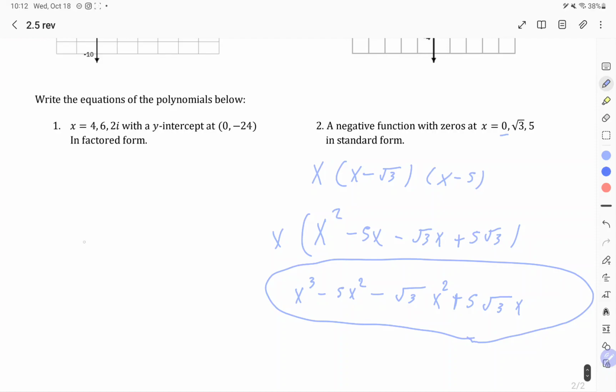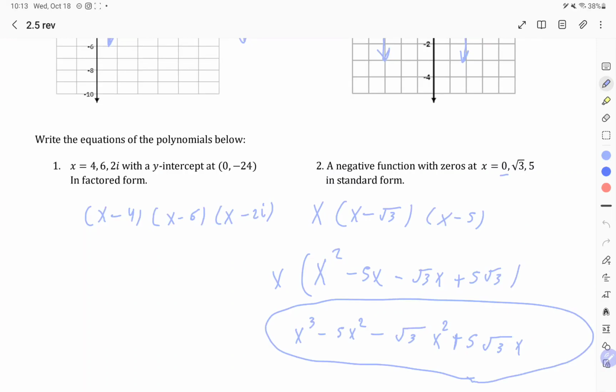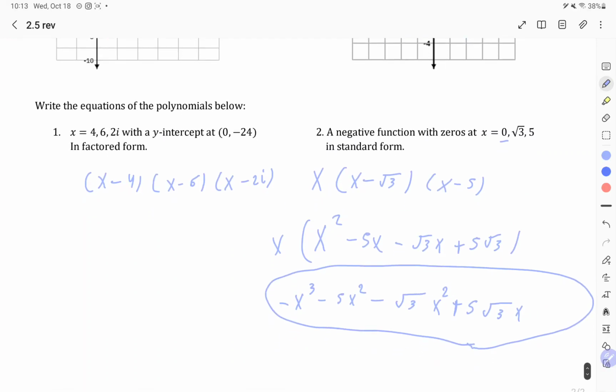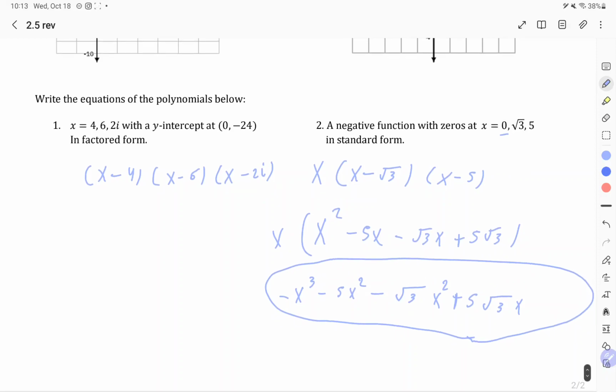Same thing for here. This one, we need to write it. So first we got our x minus 4. Then we got our x minus 6. Then we got our x minus 2i, I believe so. Alright, we're back. Oh, this was also negative, I forgot. Negative function with zeros. Alright, let's go.